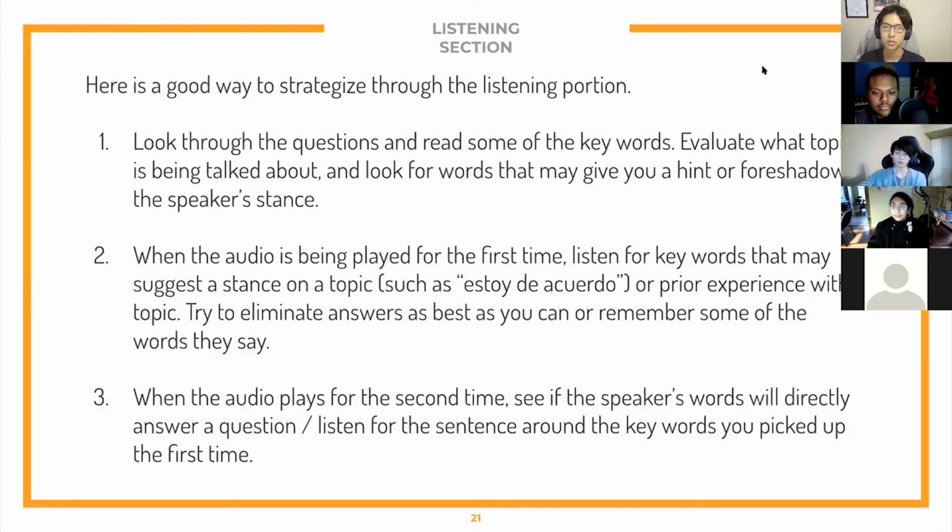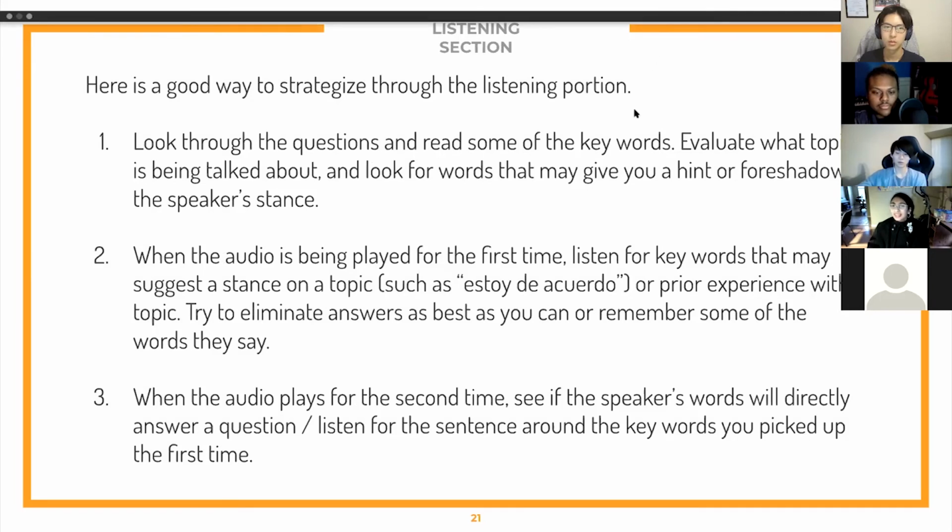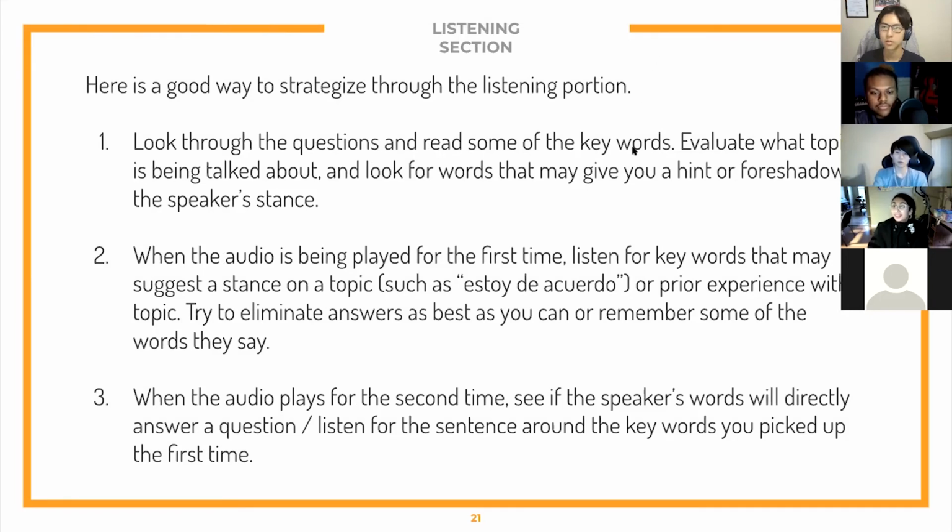So the listening portion, I used to absolutely hate the listening portion because I could never understand what they're saying. Sometimes they speak with really thick accents or they speak really fast, and it's difficult to try and answer questions based on that if you can barely understand them. But here's some things that I used on the exam itself. So you do get a little bit of time to look through the questions before they play the recording.